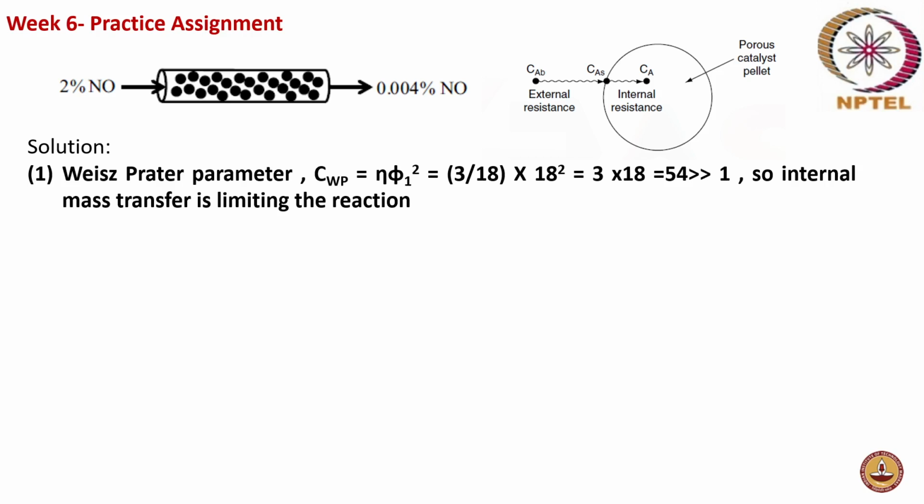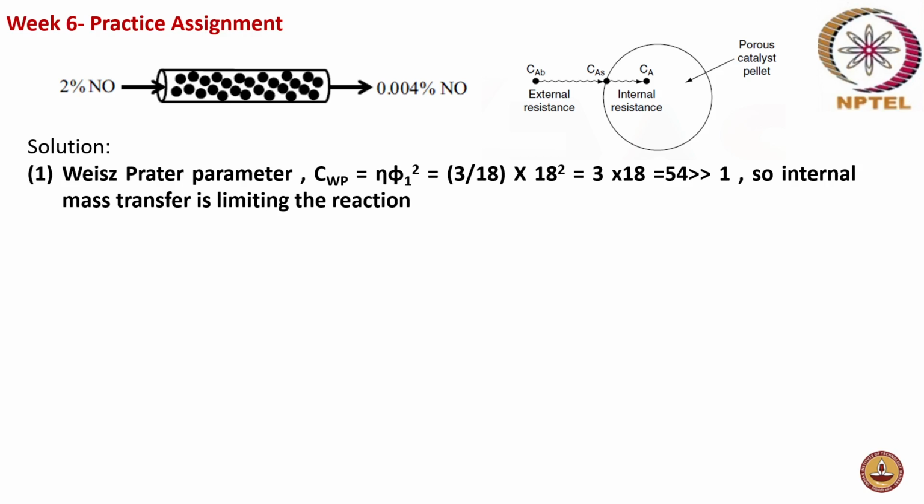The Weiss-Prater criterion says that if CWP is less than 1, then there is no internal mass transfer limitation. However, the value of the Weiss-Prater parameter here is 54, which is very much greater than 1. That means there is an internal mass transfer limitation for this particular reaction.